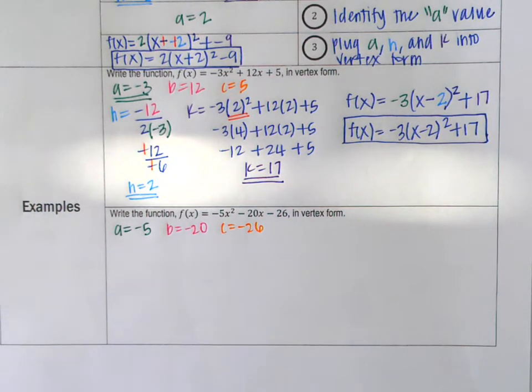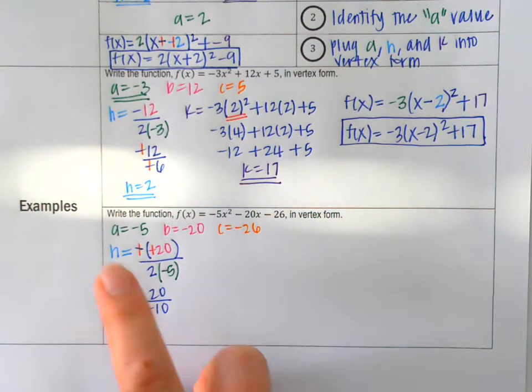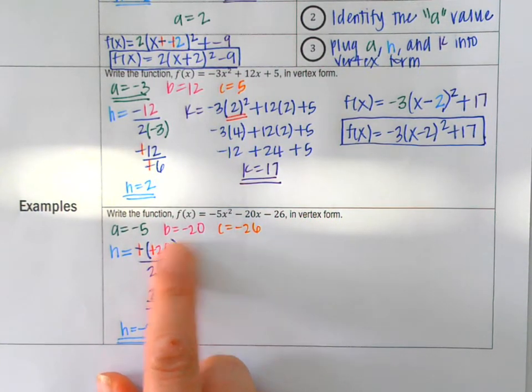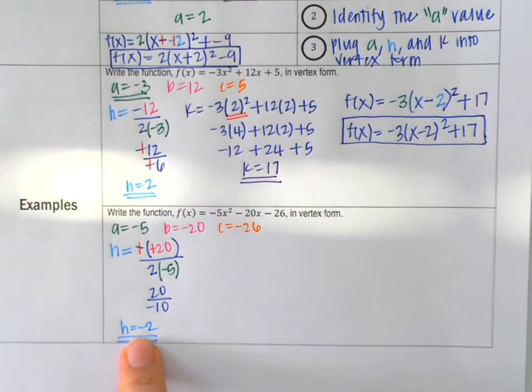Then what I want you guys to do is pause here and find your H value. So just pause me here and find H. And I'm going to do that too on my own. Pause the video. Go. Okay, so I got H to be equal to -2. A few things I wanted to mention. The opposite of -20 is +20. And then 2 times A, 2 times -5 is -10. So 20 divided by -10 gets me that -2.